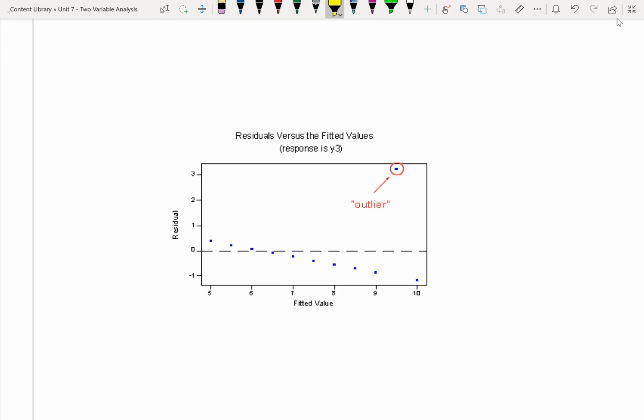We can see outliers similar to those in a scatter plot. An outlier is a point that is far away from the line of best fit that doesn't follow the trend, and the same can be said for a residual. So this point is far away from our line of best fit, or our 0.